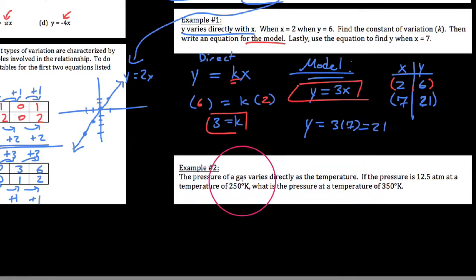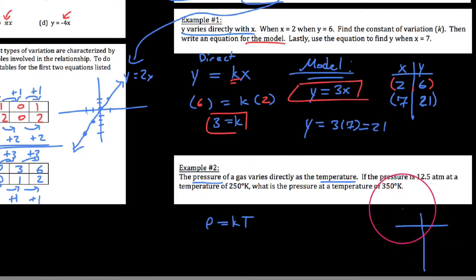The first thing I want to indicate here is, what are our variables? We have the pressure of our gas and temperature, and they vary directly. I can use whatever letters I want instead of y and x, so I'll say pressure varies directly with temperature, P equals kT. So we have a y equals kx kind of form here. It says if the pressure, and now I'm going to write a little table over here, pressure and temperature, is 12.5 atmospheres at a temperature of 250 degrees Kelvin, then what I want to know is, what is the pressure at a temperature of 350 degrees Kelvin?